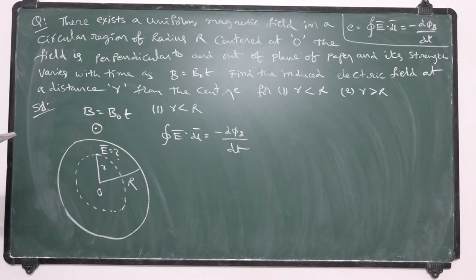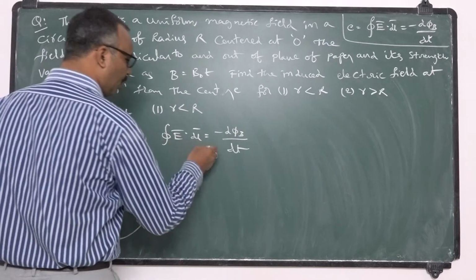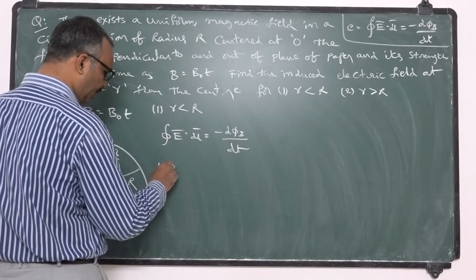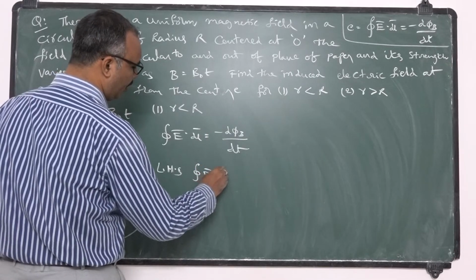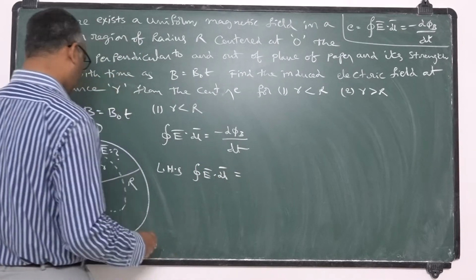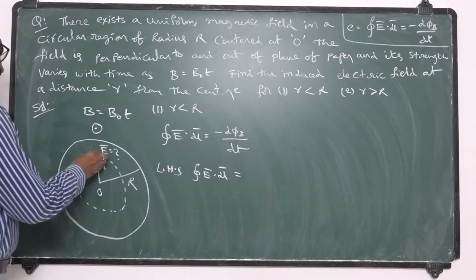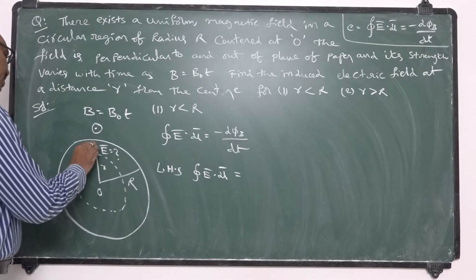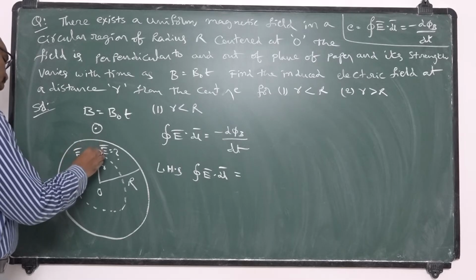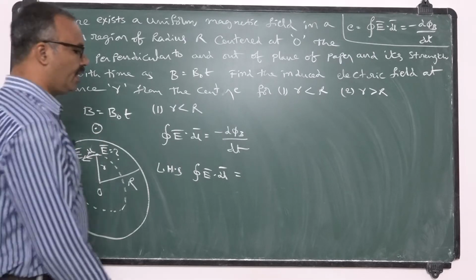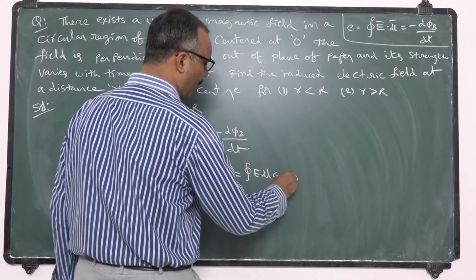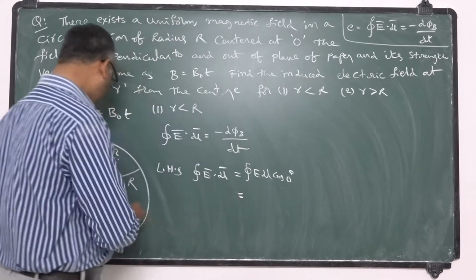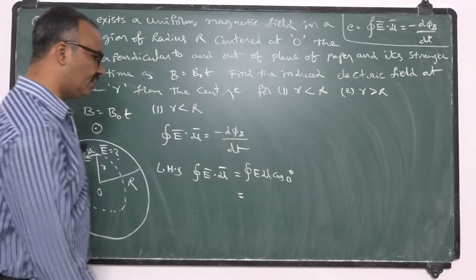First let me calculate phi B and the integral of E bar dot dl bar individually. First let me take the left hand side, the closed integral of E bar dot dl bar. If you take a small element of length dl, the electric field is also parallel to that. E bar and dl bar are parallel to one another, hence you can write E dl cos 0. Cos 0 is 1. At a fixed distance, the electric field has a fixed value.